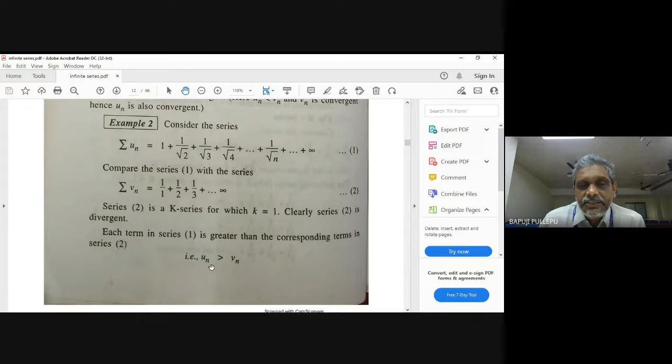What I told you: Un less than or equal to Vn means convergence. Those two conditions you should see. Clear or not? Any doubt? Sir, getting or not? Hello? Are you there or not? Am I going fast? Note down and write down each and every line actually. Yes, sir. It's somewhat vague subject.